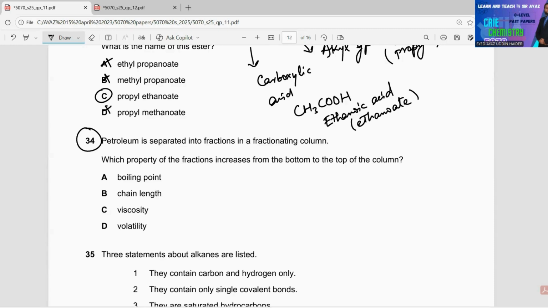So I'm checking the statement. Say boiling point, will it increase? No, it does not increase. Chain length, it does not increase. Viscosity, it does not increase. Only volatility increases. So D must be the right answer for 34.